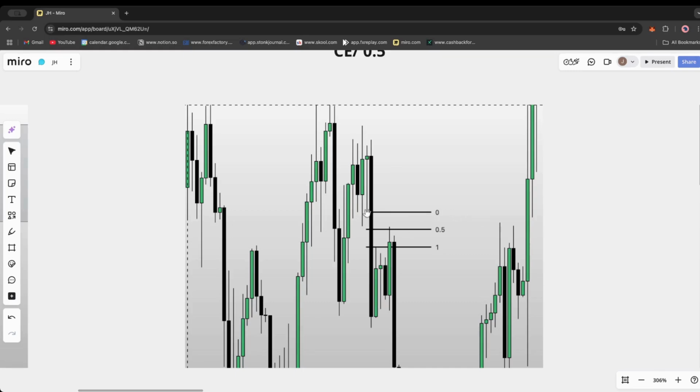So as you can see here, this is the top, this is the bottom, and if we draw a fib, you can see here is the equilibrium or consequent encroachment of this fair value gap.